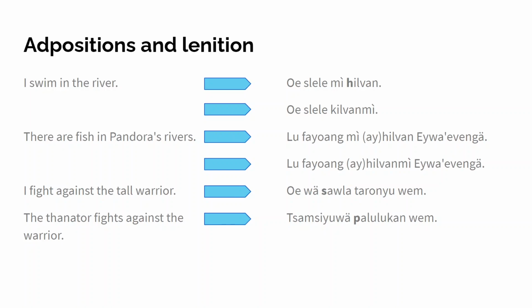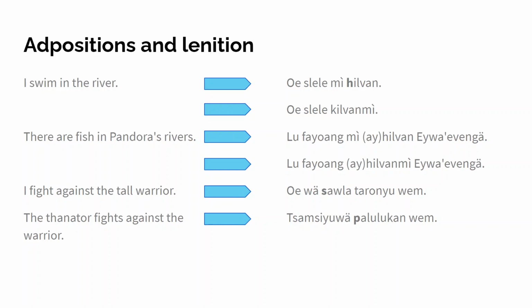Here you see I have the I in brackets, because like you probably know, there can be a shortened plural: when there is lenition, the I can be left out. And here the lenition then stays if we put the me at the end, because the lenition is also caused by the I prefix. So, Lufaioang I hilvan me ewa evenge. I fight against the tall warrior.